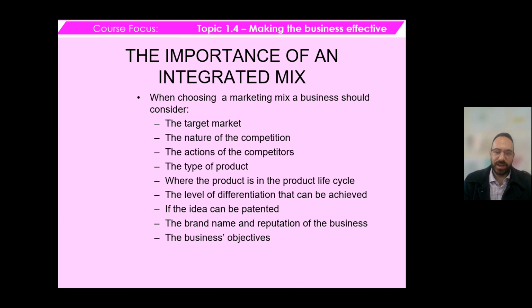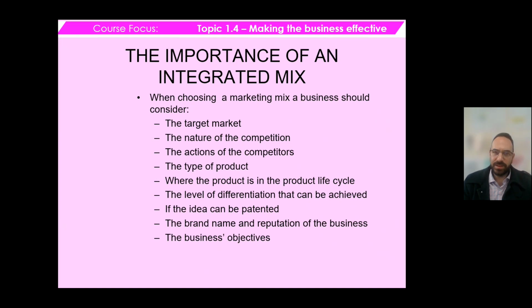The level of differentiation that can be achieved. So for example, a lot of cars now have differentiated products within the product. You might be getting one particular model, but this model has all these extra safety features and sensors and screens and cameras and all these other things. Whereas another model might look the same on the outside, but it doesn't have all the special features on the inside. So you can still have a differentiated product there as well.